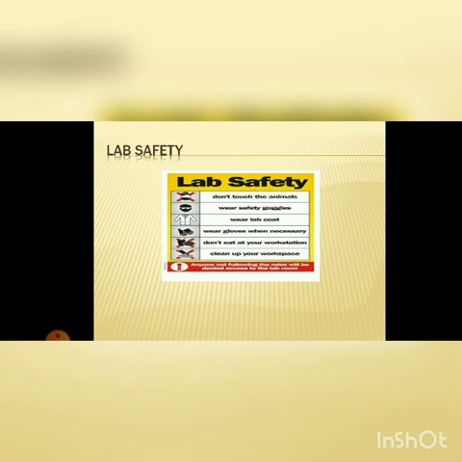And then clean up your workspace after working. After your completion of your work, we should clean the workspace where we conducted our synthesis. So we should follow these lab safety requirements. It is really very necessary.